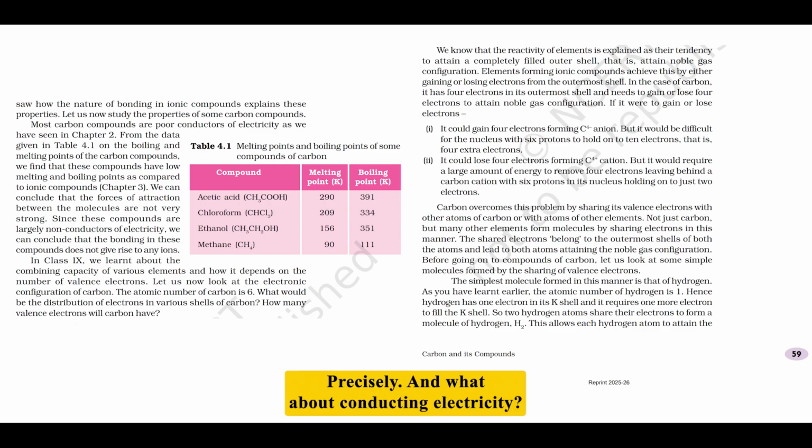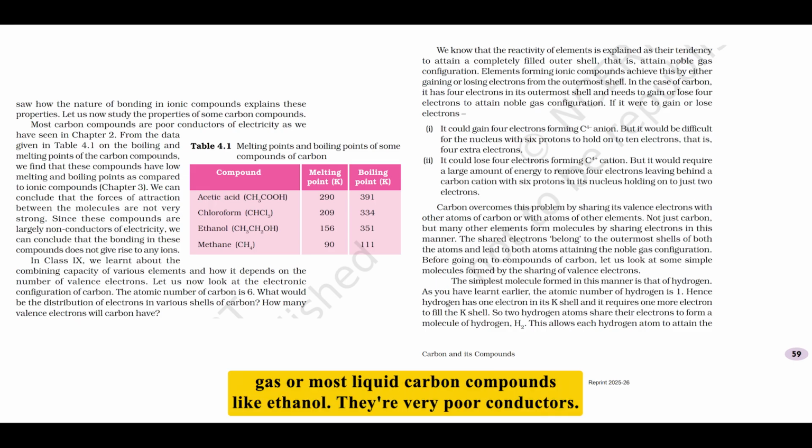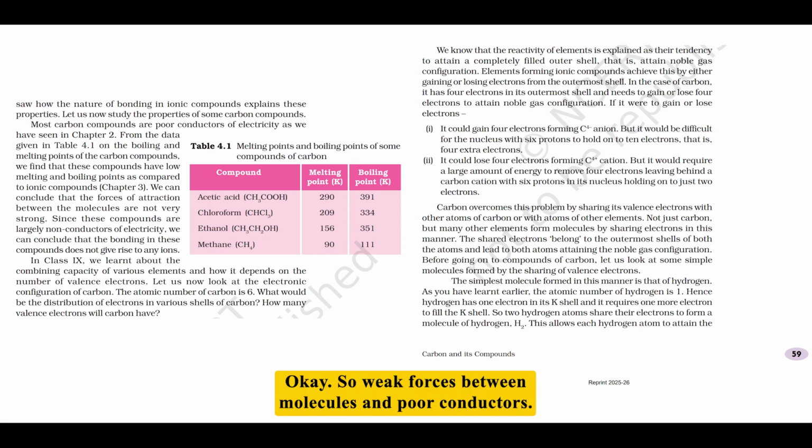Precisely. And what about conducting electricity? Try passing a current through methane gas or most liquid carbon compounds like ethanol. They're very poor conductors. Okay. So weak forces between molecules and poor conductors. What does that imply about their bonding? No ions. Exactly. The bonding in these compounds doesn't seem to create free-moving ions. If there are no charged particles to carry the current, then they won't conduct electricity. This points away from ionic bonding.